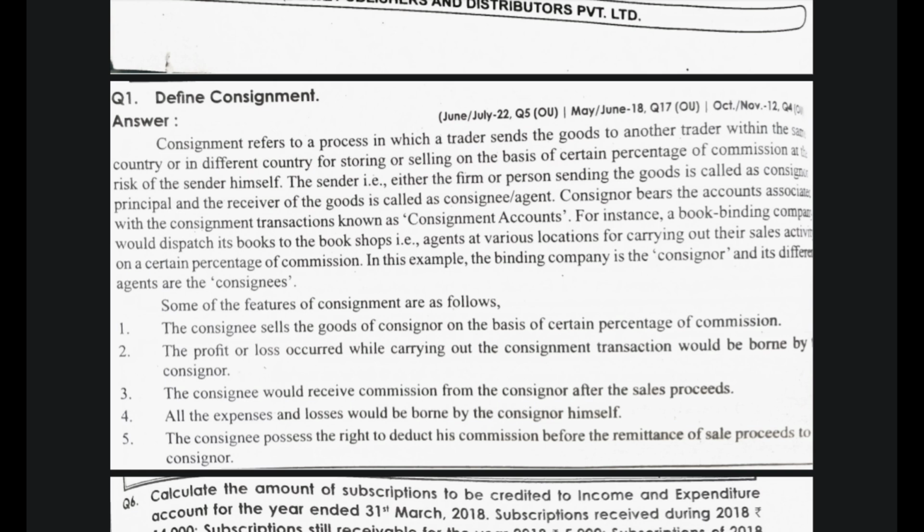The consignee would receive commission from the consigner after the sale proceeds. After selling the goods, on the basis of the sales value, he may receive 5% as agreed between these two parties. The rate will be fixed, so only that commission he will get. All the expenses and losses will be borne by the consigner himself only.